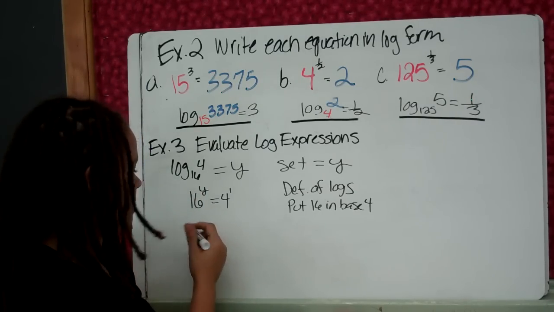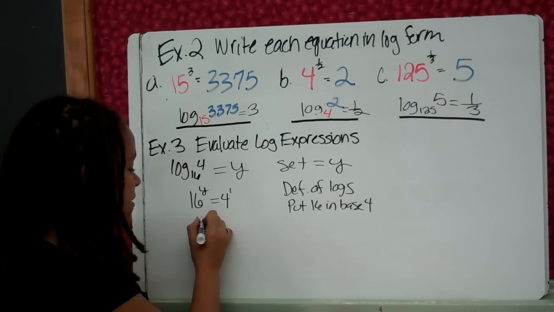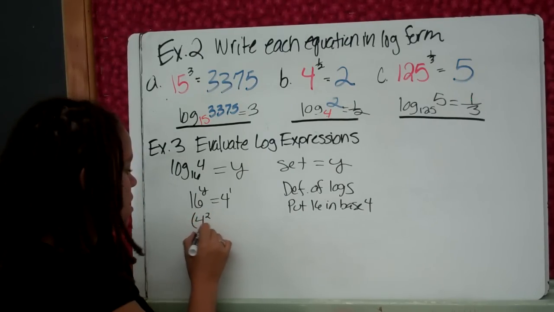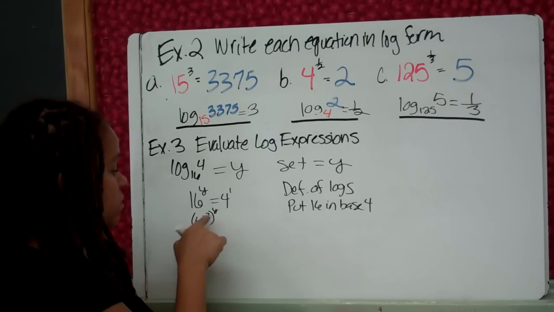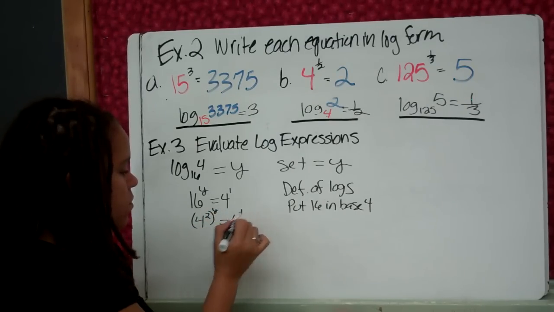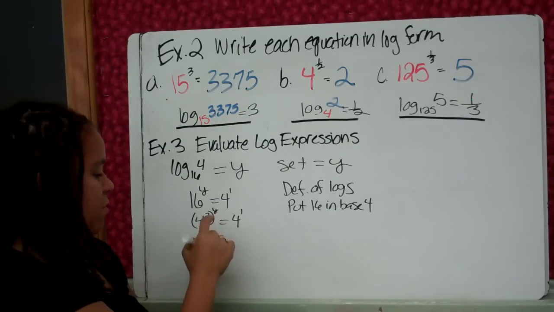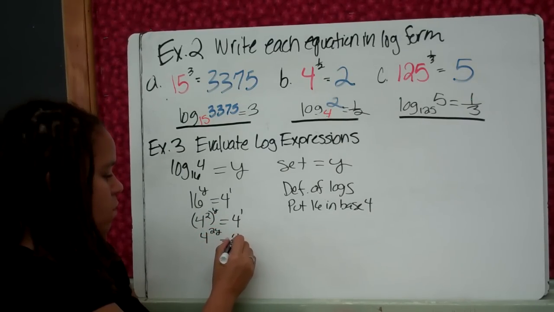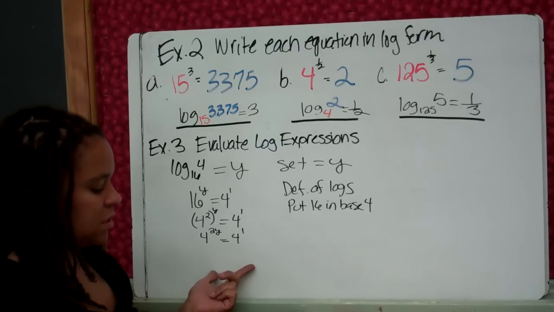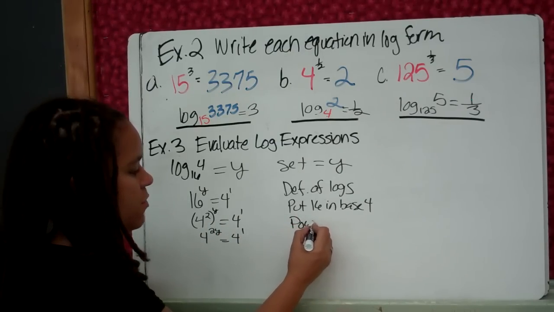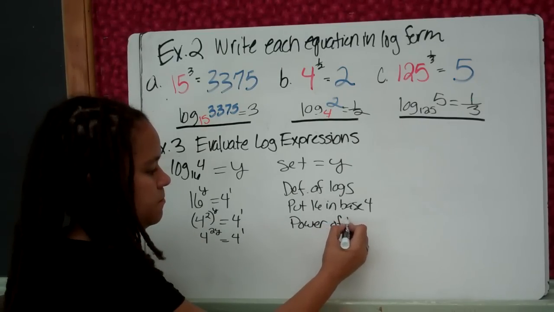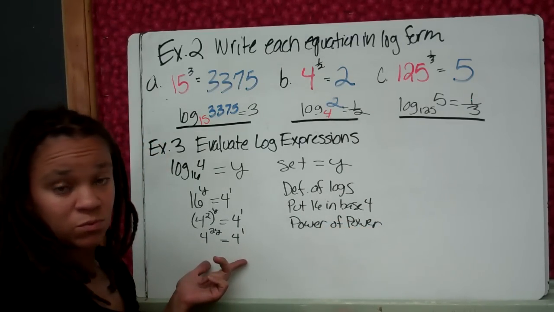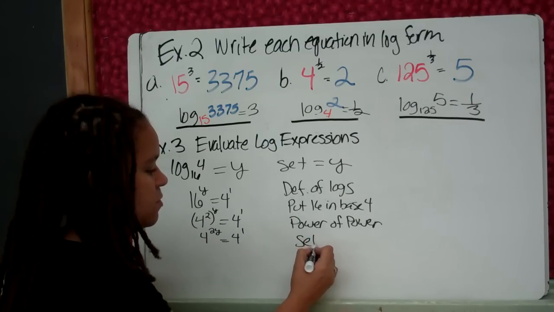And I can turn this into base 4. So 16, if you agree with me, is the same as 4 squared. 4 squared is 16. So this is really 4 squared to the y is equal to 4 to the 1. Now, power of power tells us this will be 4 to the 2y is equal to 4 to the 1. So this was power of power. Those are our rules from before. And now we can use our other rule that we can set exponents equal.